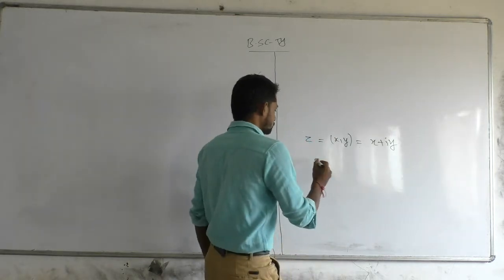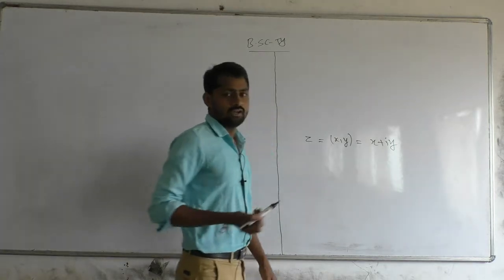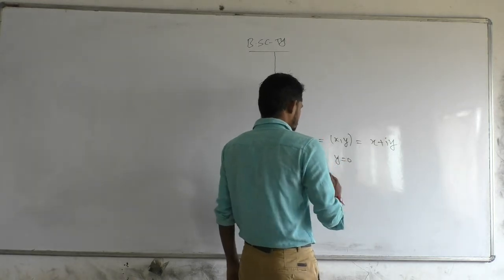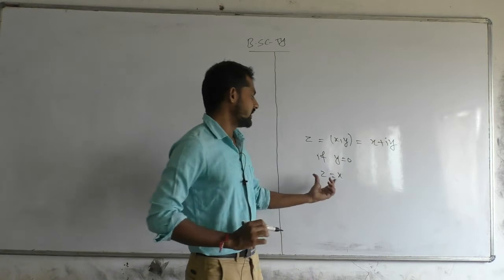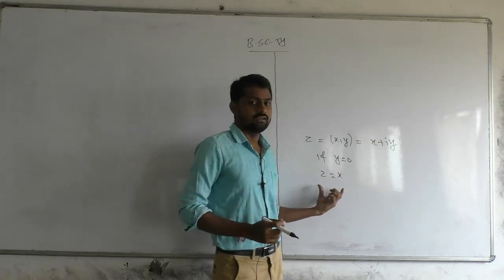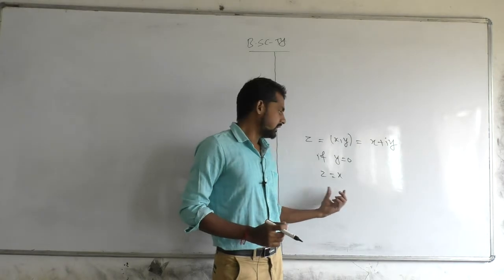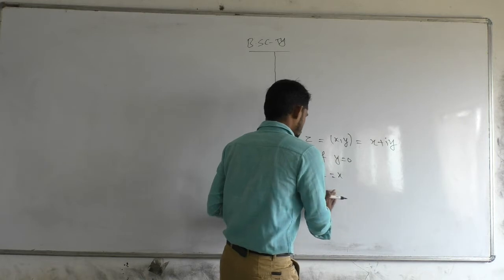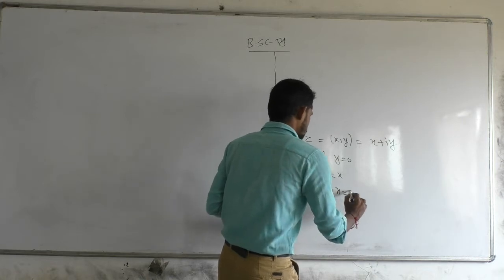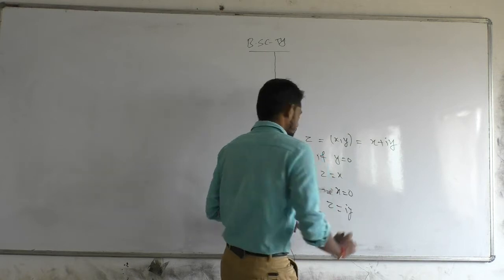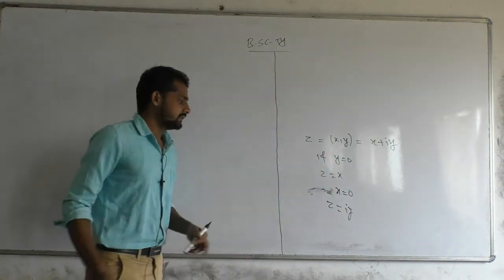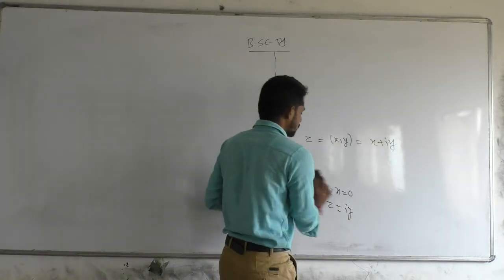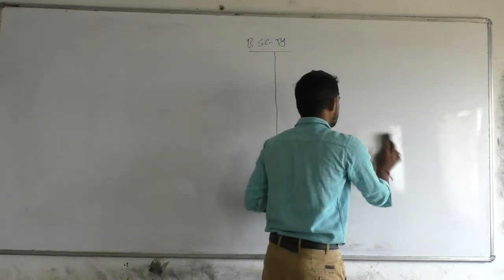Now we can say that every real number is a complex number. If y is equal to 0, then z becomes x. Then we can say that every real number is a complex number, but every complex number need not be real. Also, if x is equal to 0, then z is equal to iy. Then we say that this number is a purely imaginary number. If the real part of the complex number is 0, then we say that the number is purely imaginary.